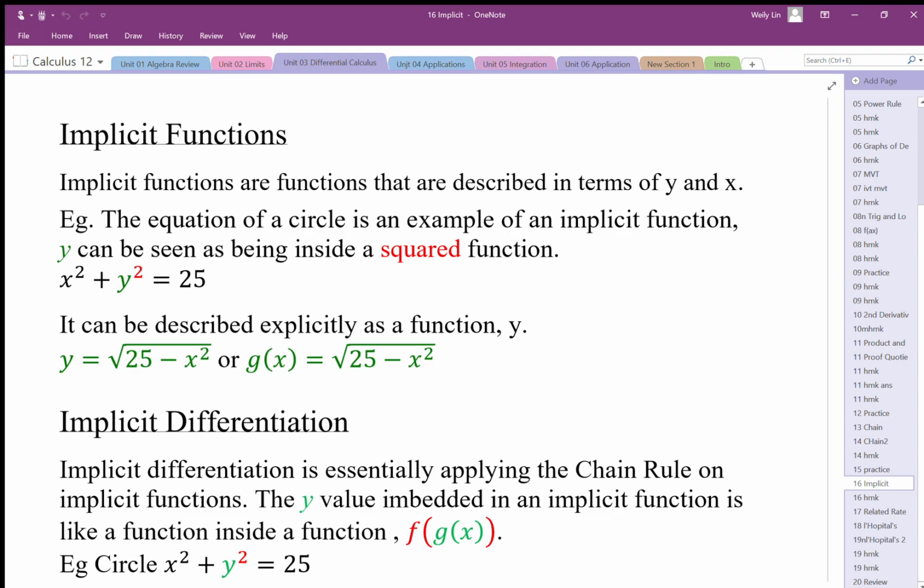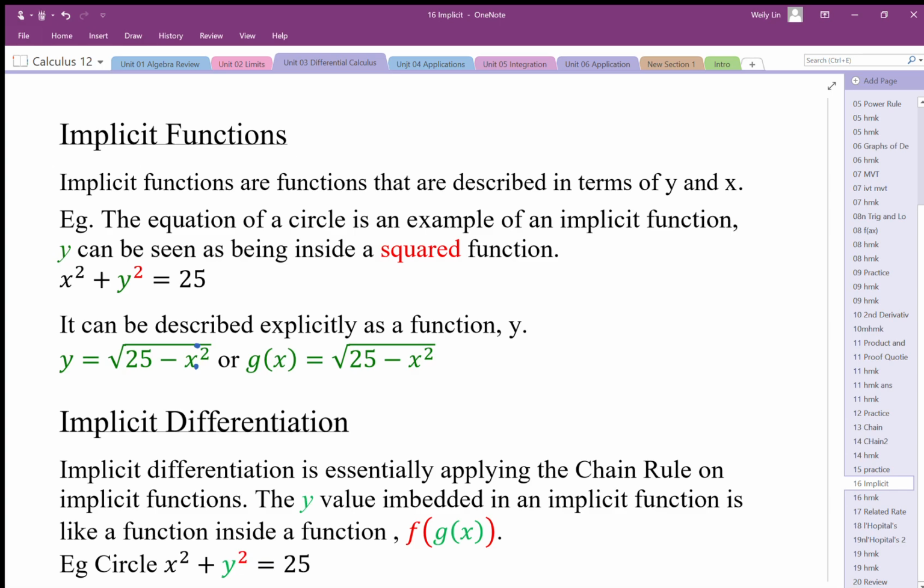function is. So an implicit function is a function that is described in terms of y and x versus an explicit function which is described with just x. Okay, usually an explicit function. So an example here, our explicit function is y equals square root of 25 minus x squared. And we can write it as a function g of x equals square root of 25 minus x squared. So this is essentially what we normally see in explicit function, y equals form.